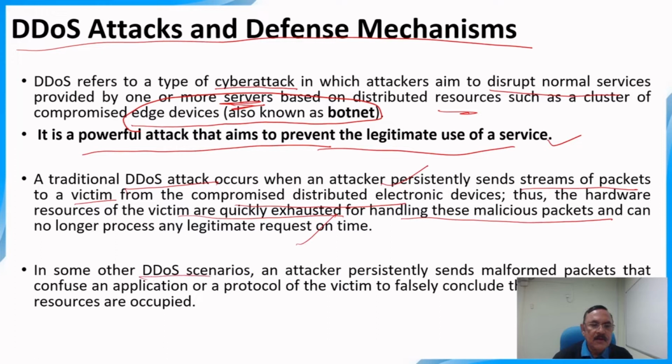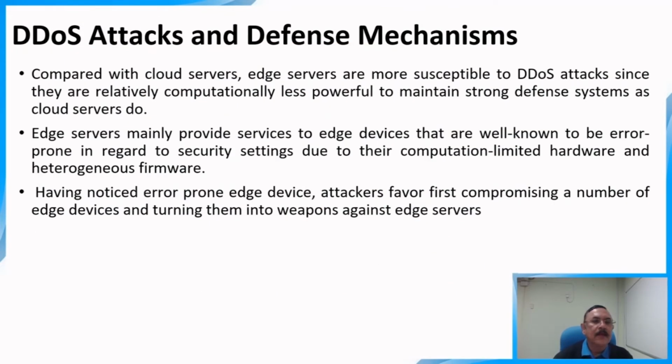In some other denial of service DDoS attack scenarios, an attacker persistently sends malformed packets that confuse an application or a protocol of the victim to falsely conclude that all the channels and the resources are occupied. Compared to the cloud servers, edge servers are more susceptible to the DDoS attack, since they are relatively less computationally powerful to maintain a strong defense system as the cloud servers can.